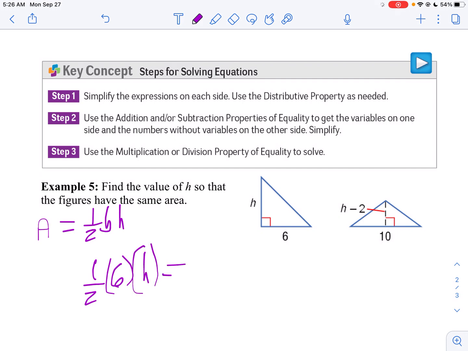I'll do the same thing on the other side. So I'm going to say 1/2. My base is 10 here. And here my height is h minus 2. So we just take 1/2 times base times height. Now let's simplify each side.